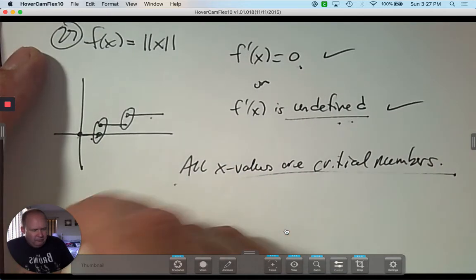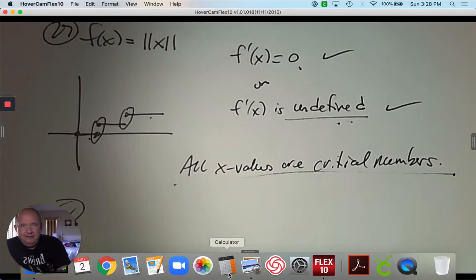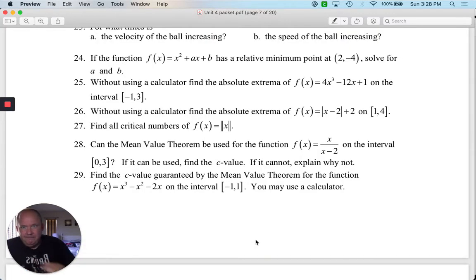I think there's 2 left. 28, 29. Can the mean value theorem, MVT, be used for this function? F of x equals x divided by x minus 2 on the interval from 0 to 3. Why or why not? And if not, find the c-value and so on.